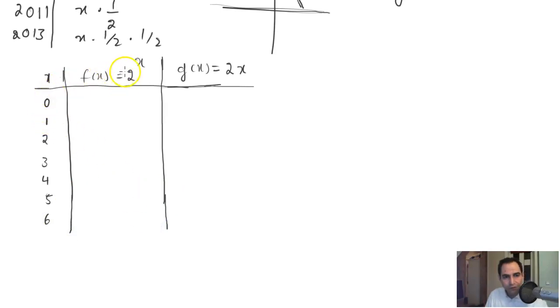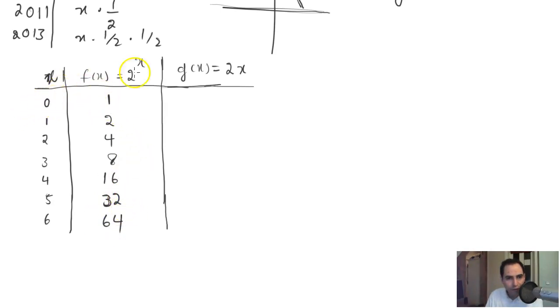And in the case of this exponential function, you have 2 raised to the power 0 is equal to 1. So this is the output of the function for this input. And for x is equal to 1, this is 2 raised to the power 1, which is equal to 2. 2 raised to the power 2 is equal to 4. 2 raised to the power 3 is equal to 8. 2 raised to the power 4 is equal to 16. 2 raised to the power 5 is equal to 32. And 2 raised to the power 6 is equal to 64.